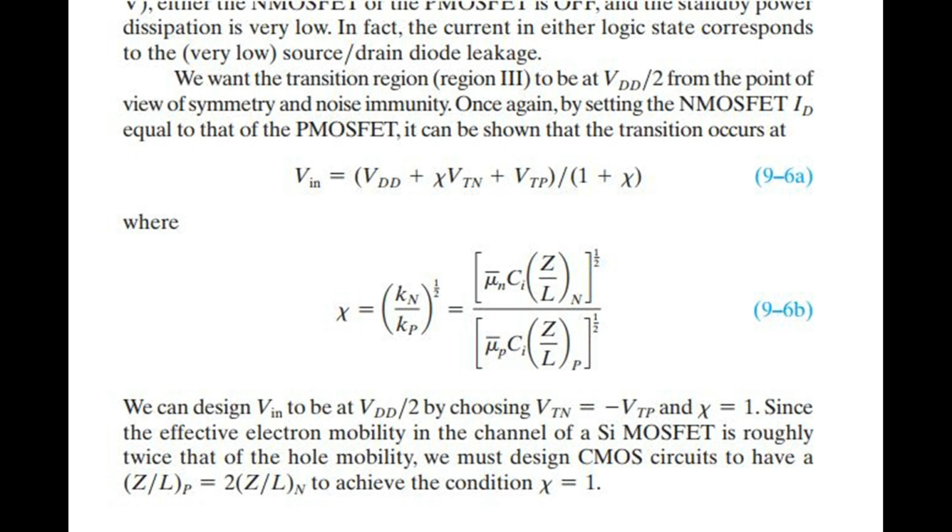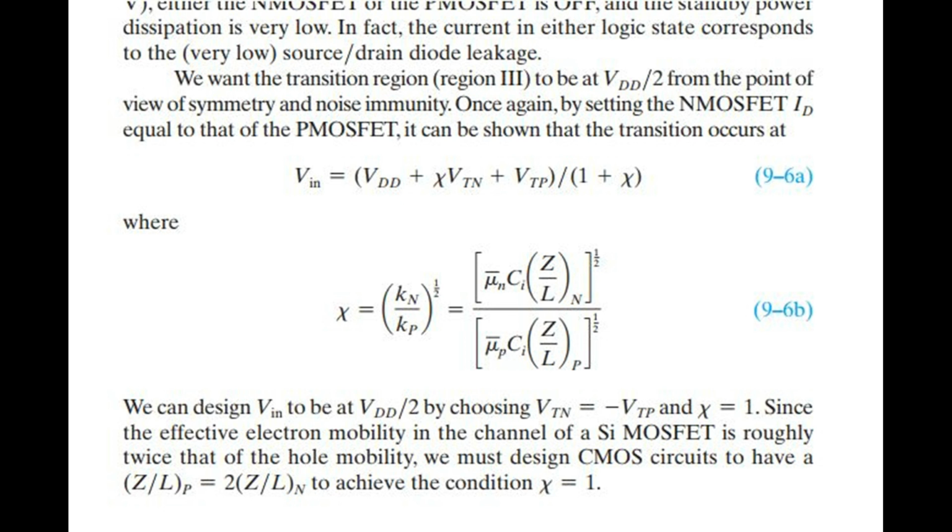Since the effective electron mobility in the channel of a silicon metal oxide semiconductor field effect transistor is roughly twice that of the hole mobility, we must design complementary metal oxide semiconductor circuits to have a Z/L of the P-channel equal to twice Z/L of the N-channel, to achieve the condition X equal to 1.